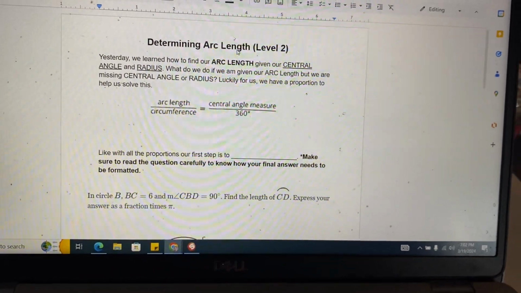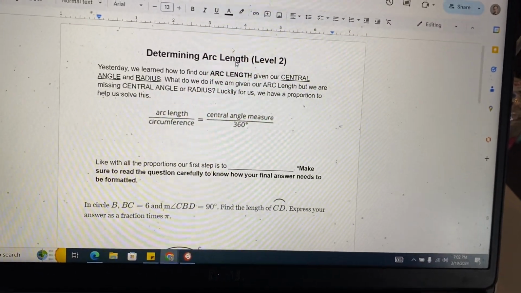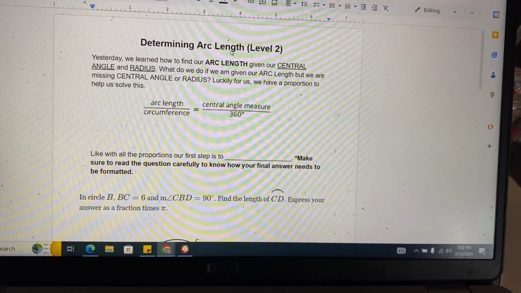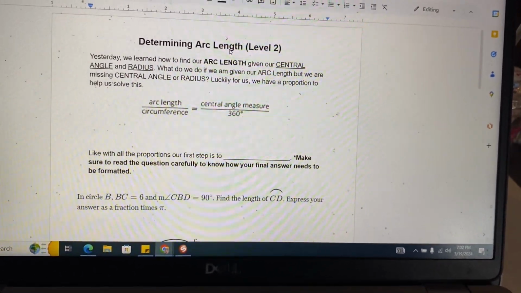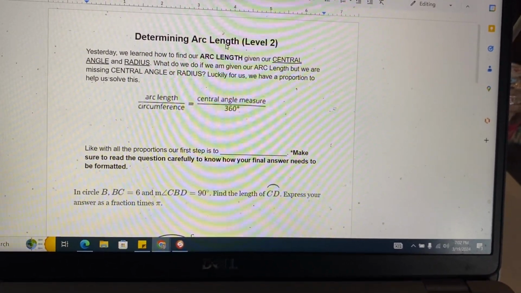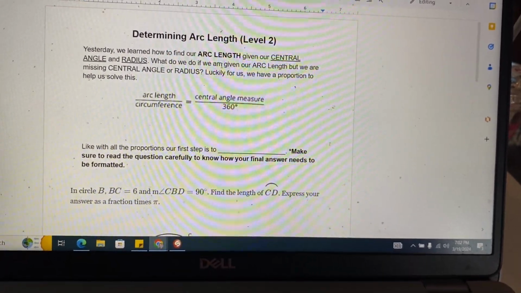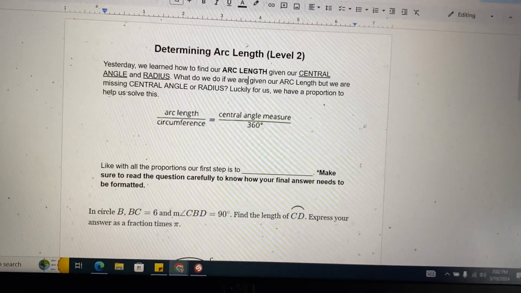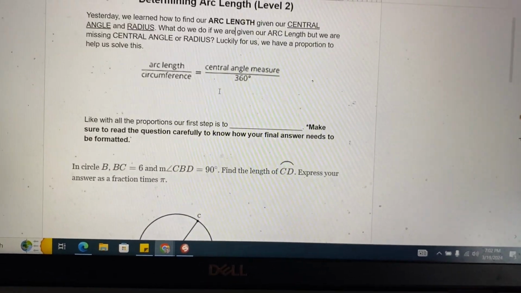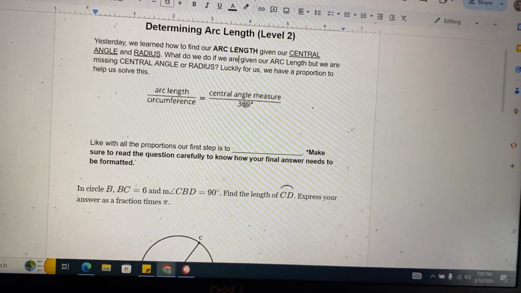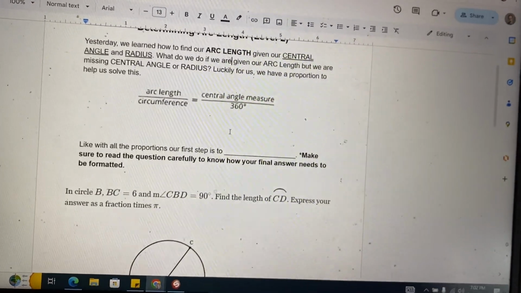It says, yesterday we learned how to find the arc length given our central angle and radius. But what do we do if we are given the arc length, but we are missing the central angle or radius? Luckily for us, we have a proportion to help us solve this. Let me change that AM to R. It's going to be arc length over circumference is equal to central angle measure out of 360.